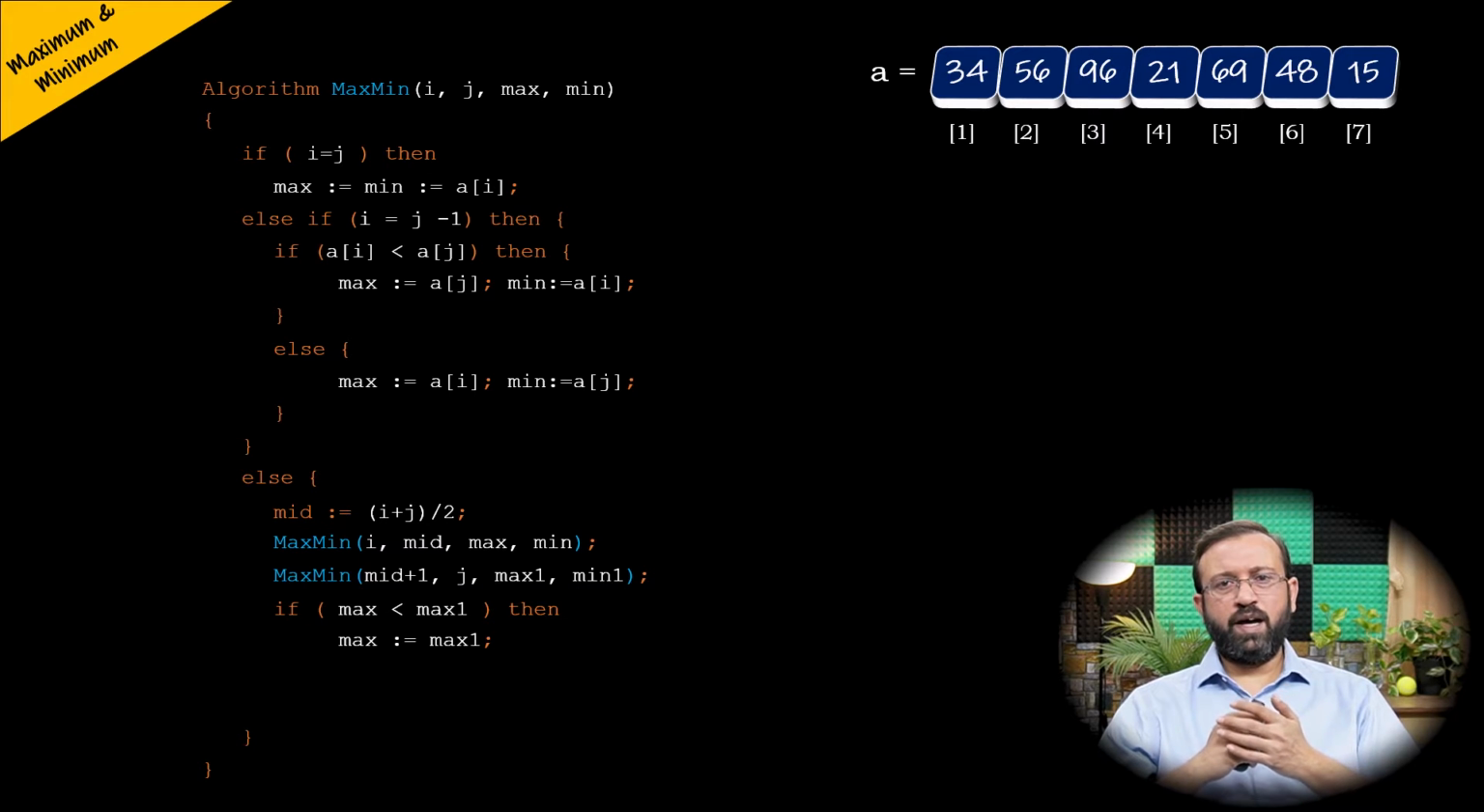Then we will have another if statement with the condition min greater than min1. If this is true, that means min1 is smaller than min. So we will update min. To do this, min will be assigned min1.